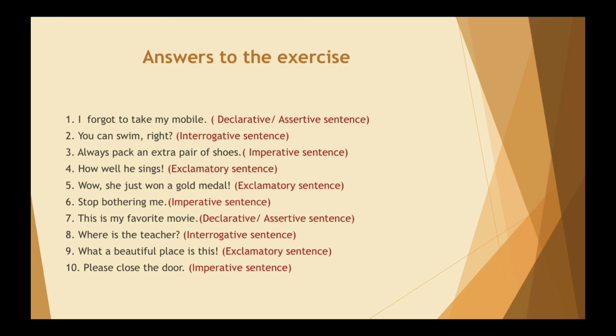There we go. I forgot to take my mobile. It's kind of an information, so it's a declarative sentence. You can swim, right? It's kind of a question, hence an interrogative sentence. Always pack an extra pair of shoes. It is an imperative sentence because it's kind of a suggestion or advice. How well he sings. It's kind of an exclamation and hence an exclamatory sentence.